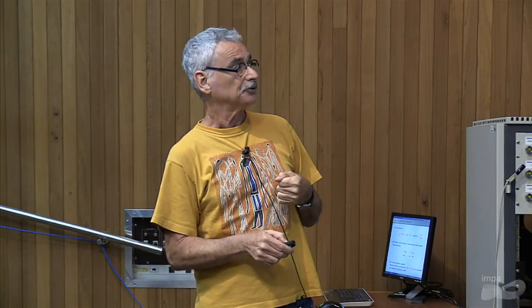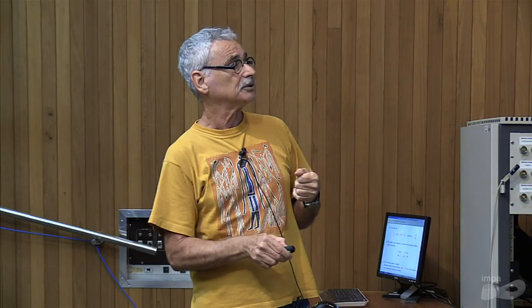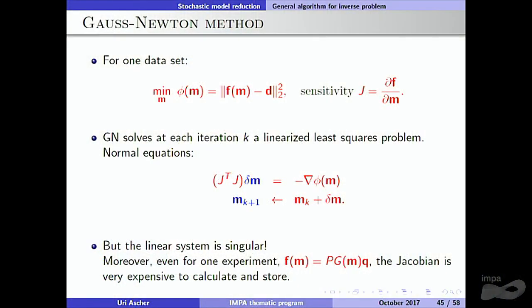Not only is it singular, but this f of m also contains GMQ. Remember, GMQ means solving one PDE system. If you take the derivative with respect to m, then instead of q you're going to have a matrix here. So you really don't want that. It's going to cost you a lot just to calculate the Jacobian. So you want a method that never calculates a Jacobian. You only want Jacobian times vectors, and conjugate gradient, of course, comes to mind.